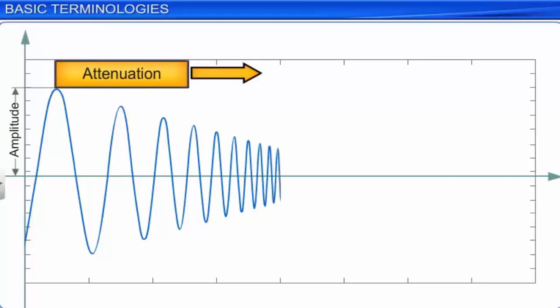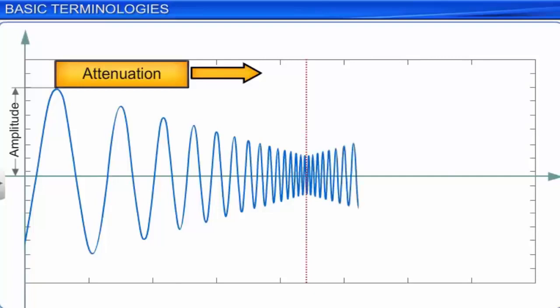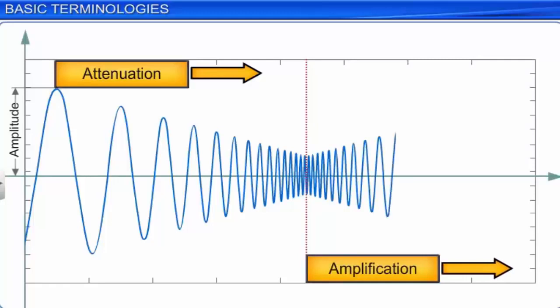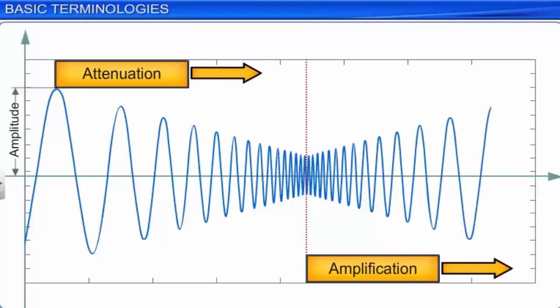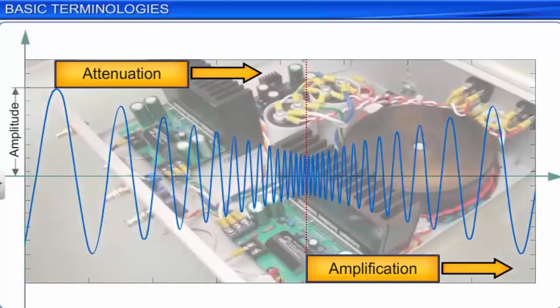To compensate the loss of strength of the signal while propagation, the amplitude of a signal is increased wherever required during transmission. This process is called amplification. The strength of the signal increases during amplification. A device used for amplification of a signal is called an amplifier.